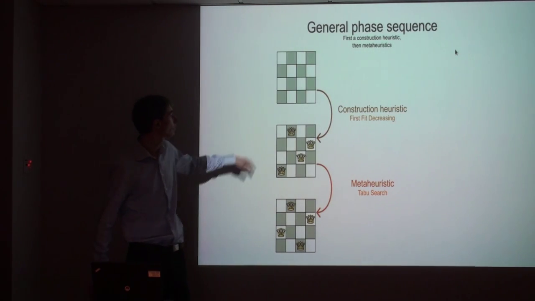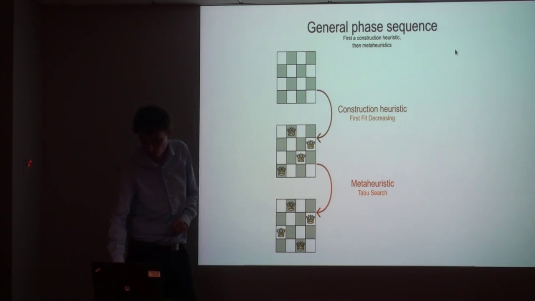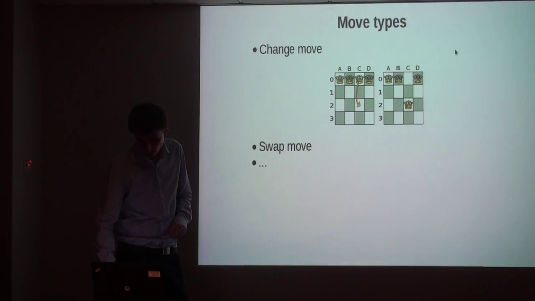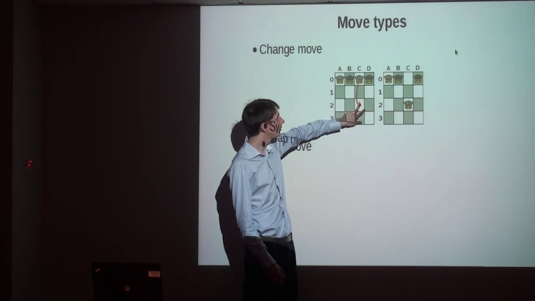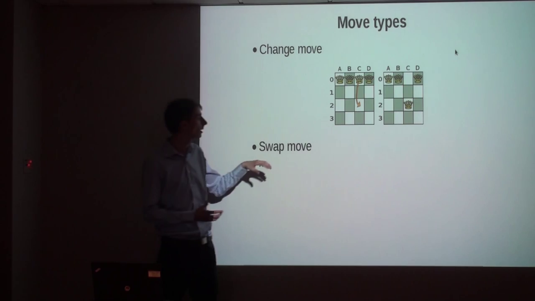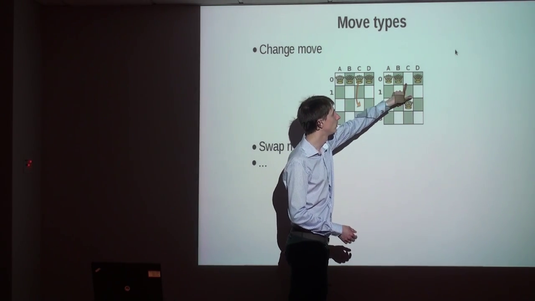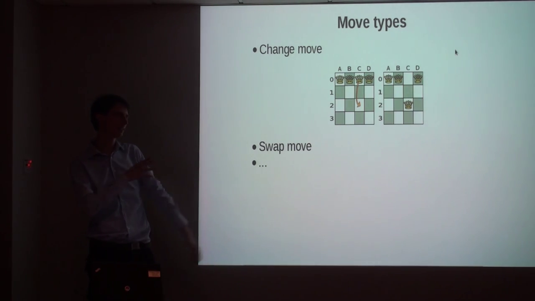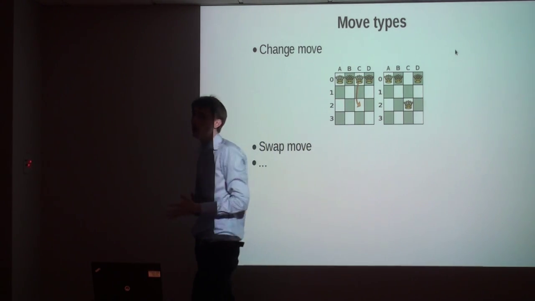So again, we use this same thing. We use a construction heuristic to get, for example, this, and then we use a metaheuristic to go for there. Metaheuristics are based on moving things. So you can move, for example, a queen over there, right? They have also other types of moves where you, for example, swap the queens. For example, take these two queens and swap the location of these two. And you might think that's the same thing as doing two moves, right? Doing this move and then doing another move.